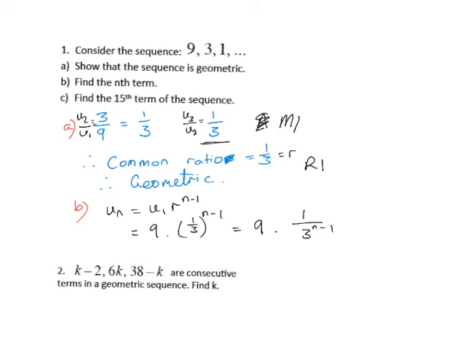1 to the power of anything is just 1. Is that okay? 1 to the 56, 1. 1 to the negative 3, 1. Is everyone okay? Yeah. 1 to the 0, 1. Okay? So I only really need to write it down as 1 over 3 to the n minus 1.